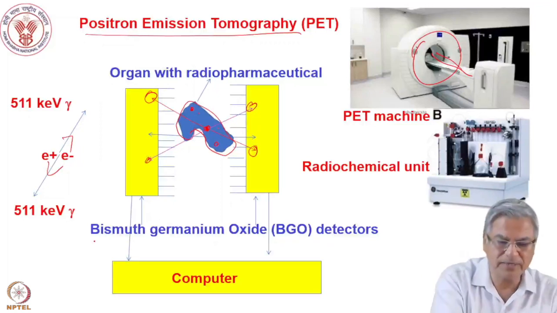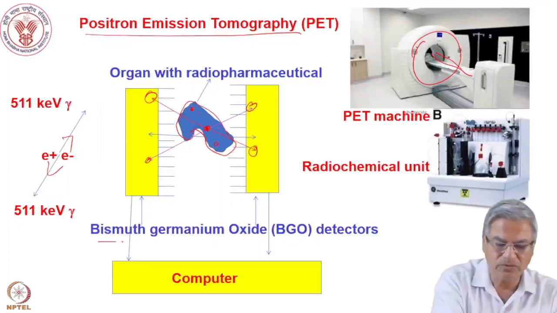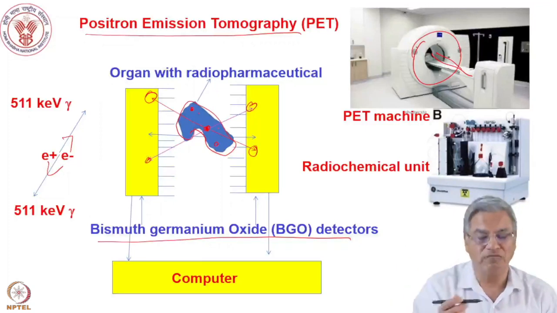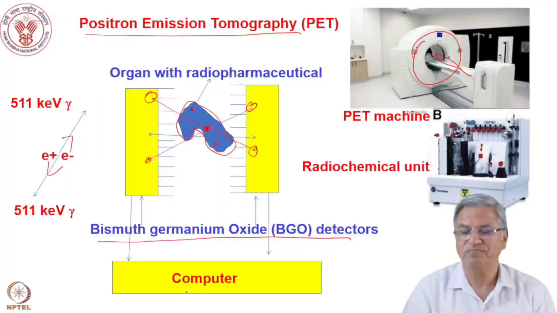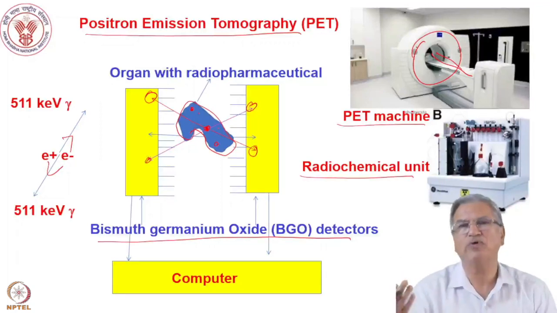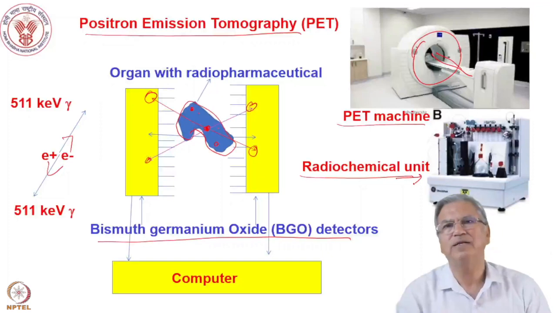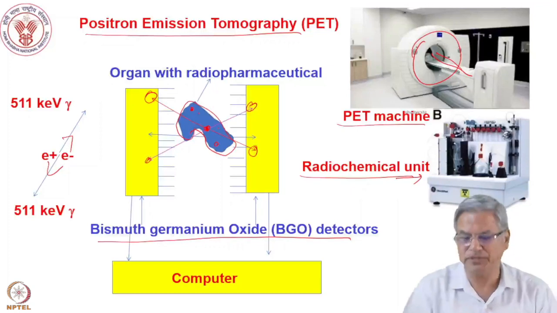So this is a schematic. This is actually an annular one. It's a circle, a cylinder type of thing. And this is the BGO detector, in a circular array. Then this data is fed to the computer to compute and simulate the distribution of activity in the organ. A PET machine is a very compact machine, and in the cyclotron, once you produce the positron emitter, you have to have very fast chemistry. There's a radiochemical unit which will separate the radiochemical, and then you can label it and transport it to the hospital. So this is the general principle of the PET machine.